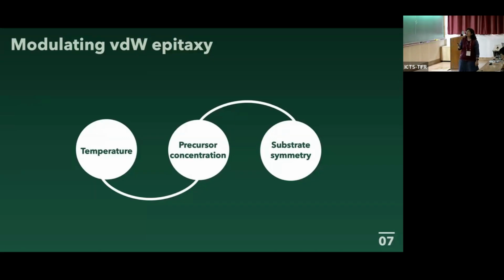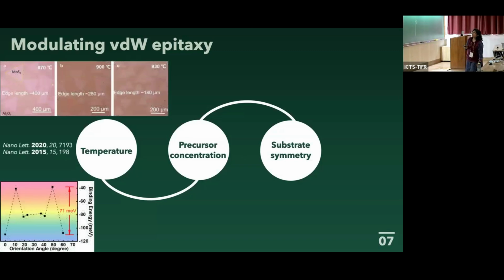So how do we modulate this van der Waals epitaxy? There are mainly three factors. The first one is the temperature, then you have the precursor concentration, and lastly the substrate symmetry. These are the three important parameters which will govern whether you are able to grow a nice epitaxial 2D layer or not. So the first thing is the temperature.